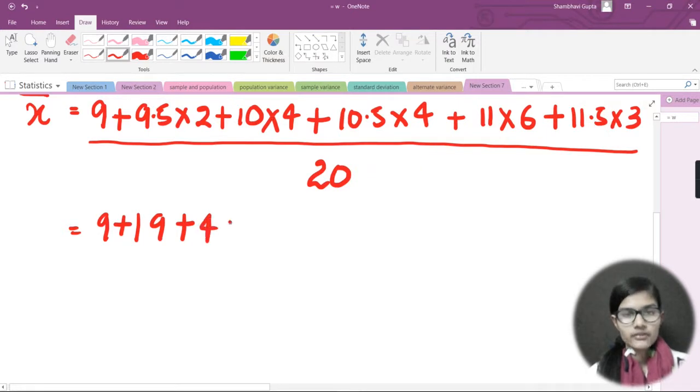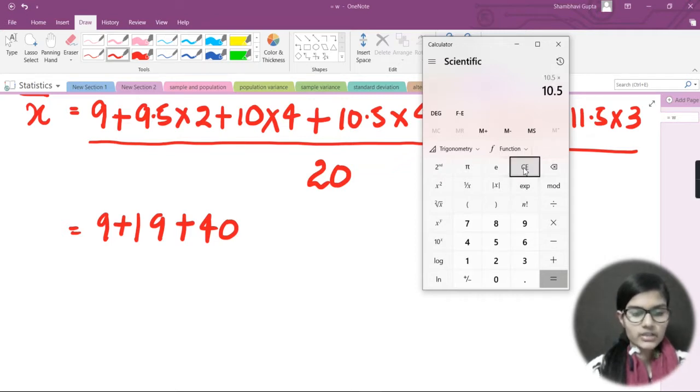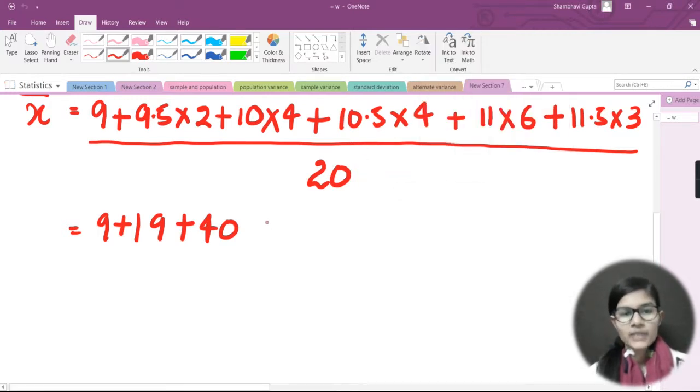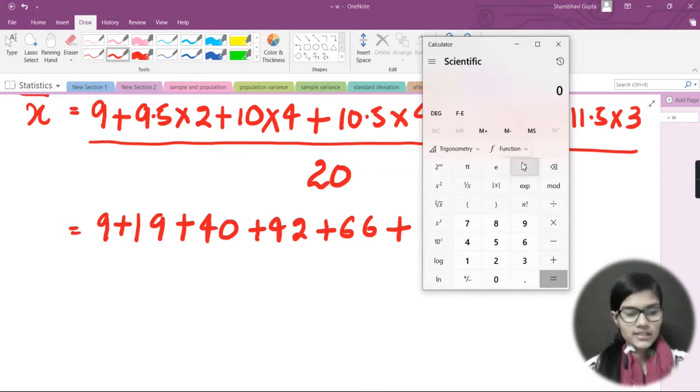So this is my 40, and after that I have 10.5 into 4. Here I have 10.5 into 4, so I just got 42. So I would write plus 42, plus 66, and the last thing which we are left with is 11.5 into 3. Here I would write 11.5 into 3, and I just got 34.5.